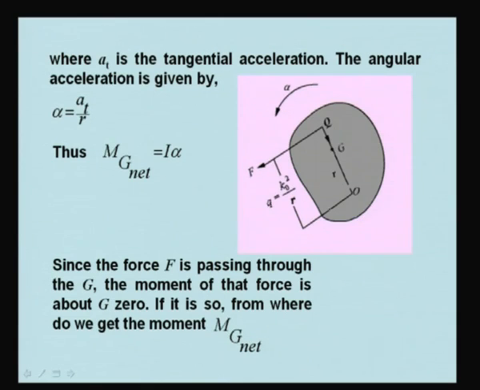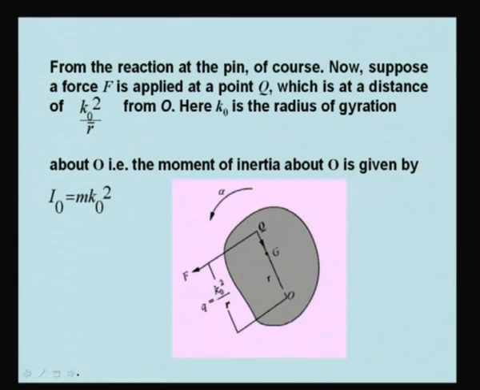Obviously we get the balancing moment from O, from the reaction at the pin, because it is pinned at O. Now suppose a force F is applied at a point Q, which is at a distance of k0 squared by r from O, instead of passing through G. Here k0 is the radius of gyration about O, that is, the moment of inertia about O is given by I0 equal to m k0 squared.